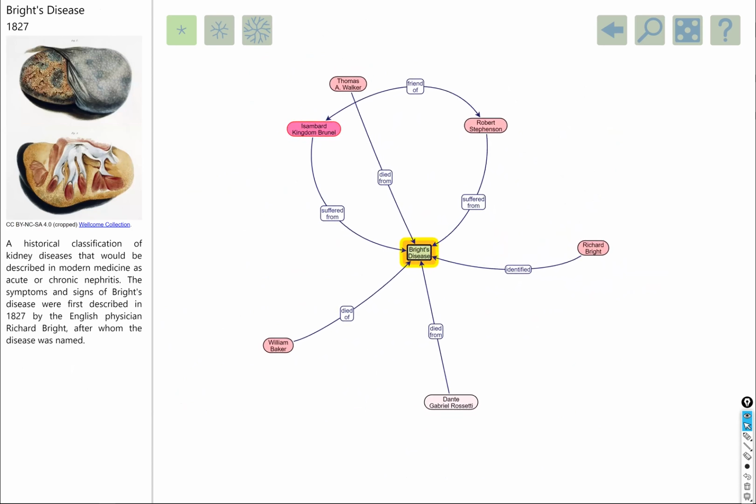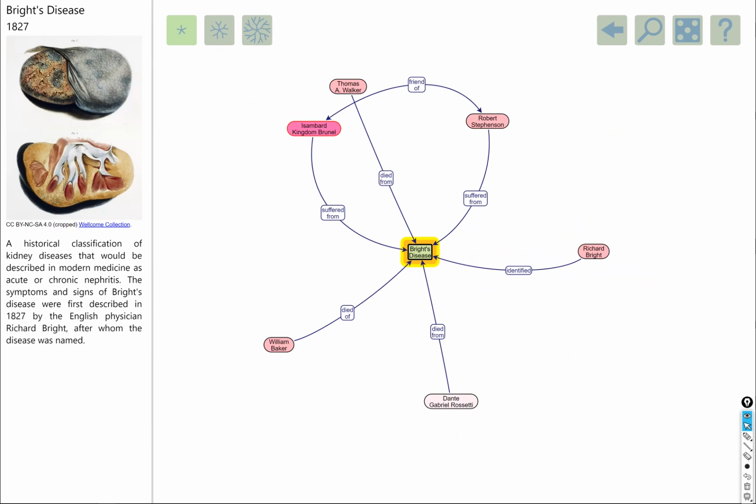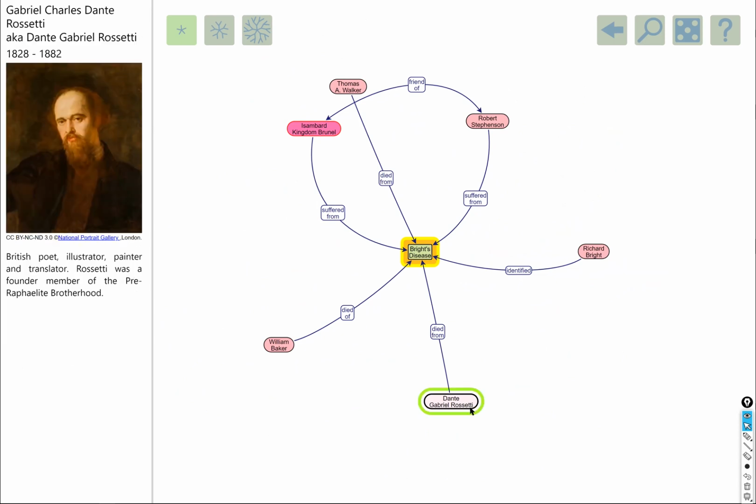So Brunel, as many people know, suffered from Bright's disease, which was a significant factor in his eventual death. Quite a few of his colleagues seem to suffer from it as well. We've also got down here at the bottom of the diagram, Rossetti was a sufferer from Bright's disease, and we will encounter him a bit later on in the diagram. But we're going to go to Brunel's friend and fellow sufferer of Bright's disease, Robert Stevenson, who's here.